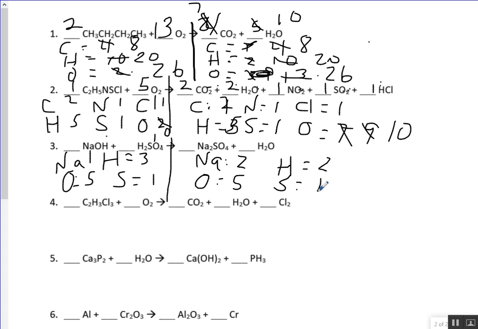So I look at my differences. Na's are off. I need 2 over here on the left side. So I'm going to put a coefficient 2 in front of NaOH. That's going to change the Na's to 2. It's also going to change the O's to 6 because I added 1 more: 2 times O is 2 plus the 4 that were over there. And that's changing my H's. 2 times H is 2 here plus 2 there brings me to 4.